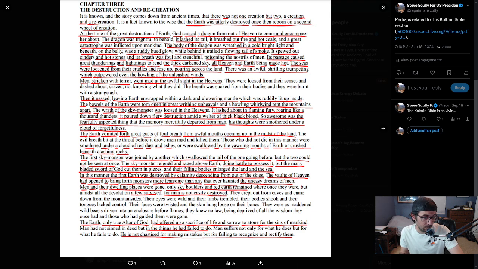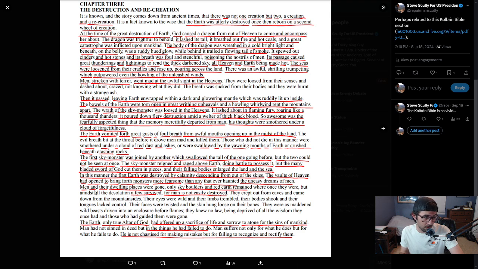The sky monster reigned and raged above earth, doing battle to possess it, but the many-bladed sword of God cut them in pieces, and their falling bodies enlarged the land and the sea. In this manner, the first earth was destroyed by calamity descending from out of the skies. The vaults of heaven had opened to bring forth monsters more fearsome than any that ever haunted the uneasy dreams of men.